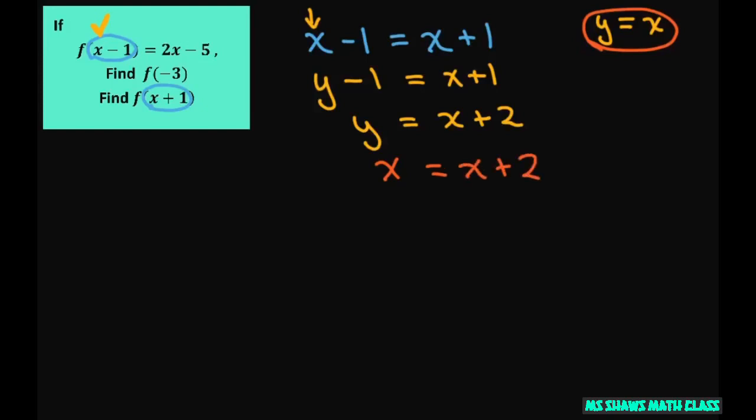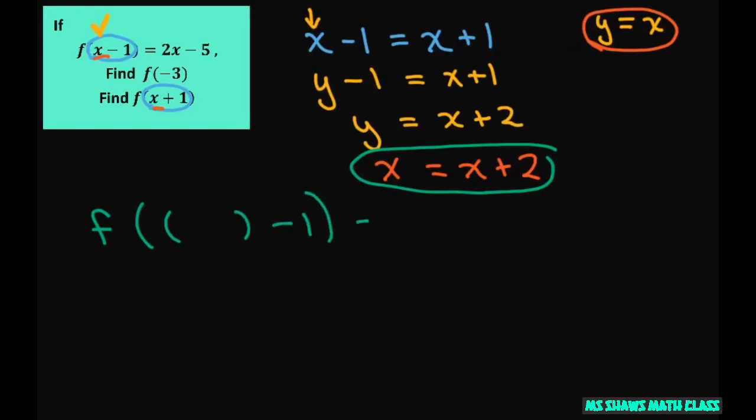Because the problem with this one is we have too many x's. So now that we have that, x equals x plus 2, that means everywhere there's an x, we're going to input x plus 2. All right, so I'm going to put x plus 2, x plus 2.